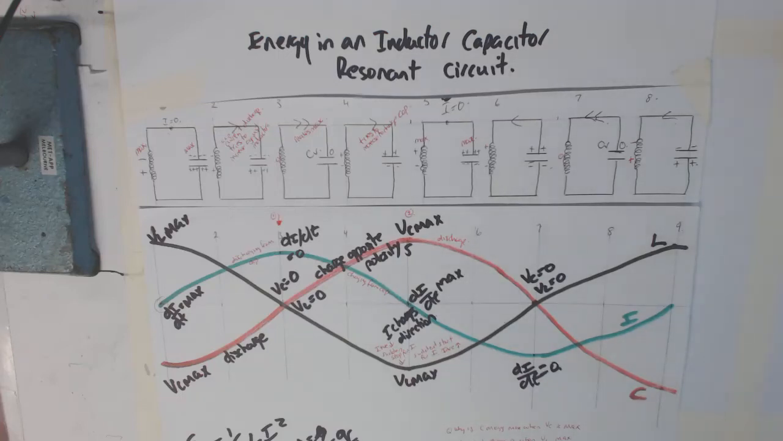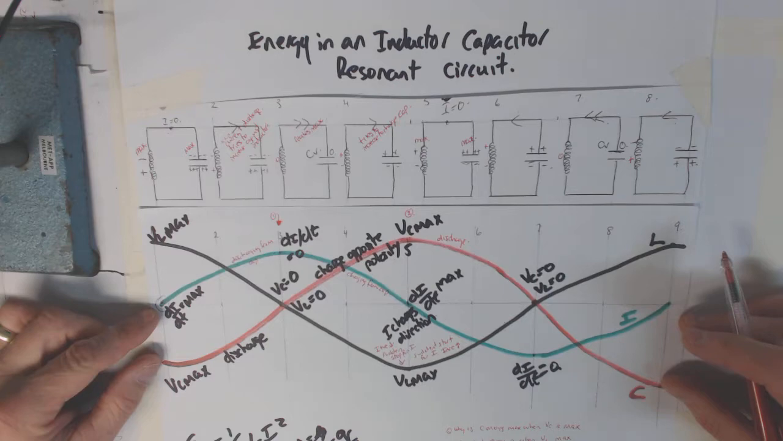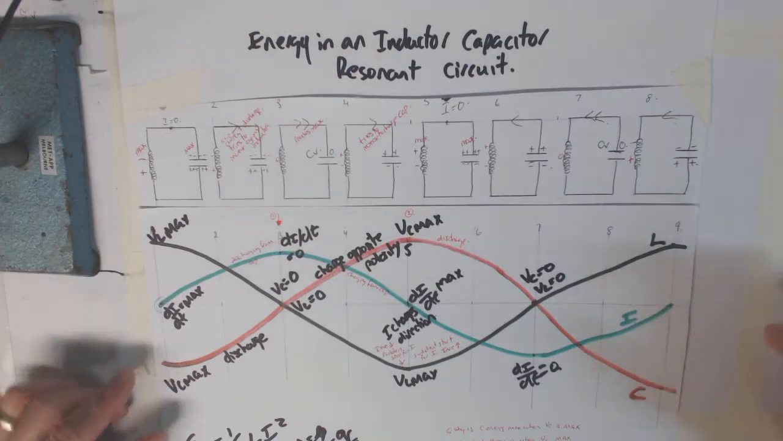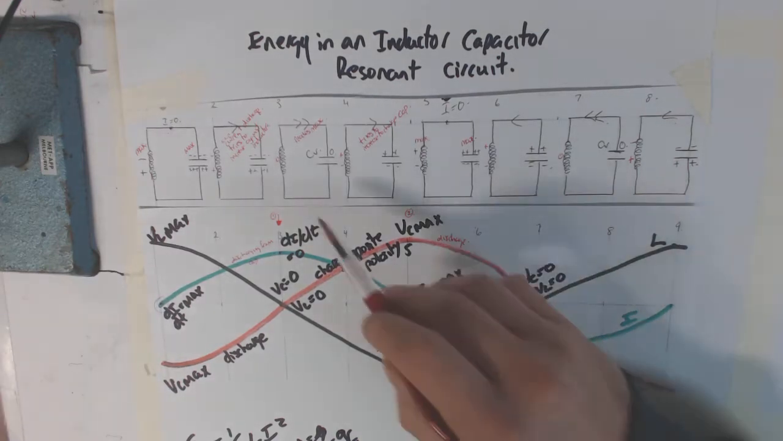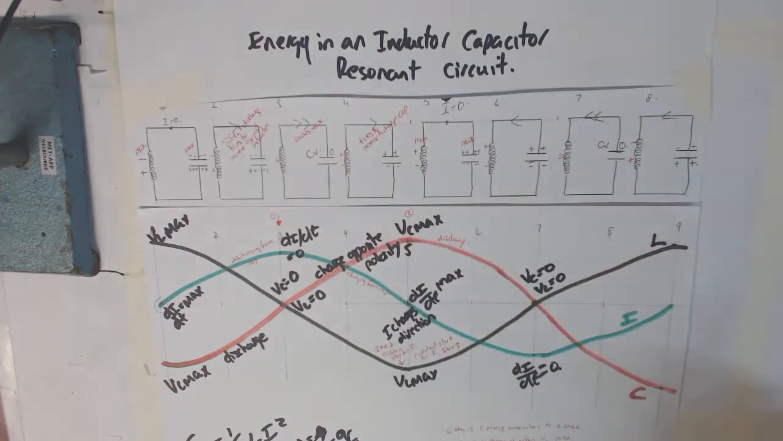Okay, what I want to look at here is energy in an inductor, capacitor, resonant circuit. This is not just the energy, but I've already drawn this up because it gets a little bit tricky, as you can see. Basically we've got a circuit that's got an inductor in it and a capacitor. I just want you to be aware of a few little issues that we've got here.